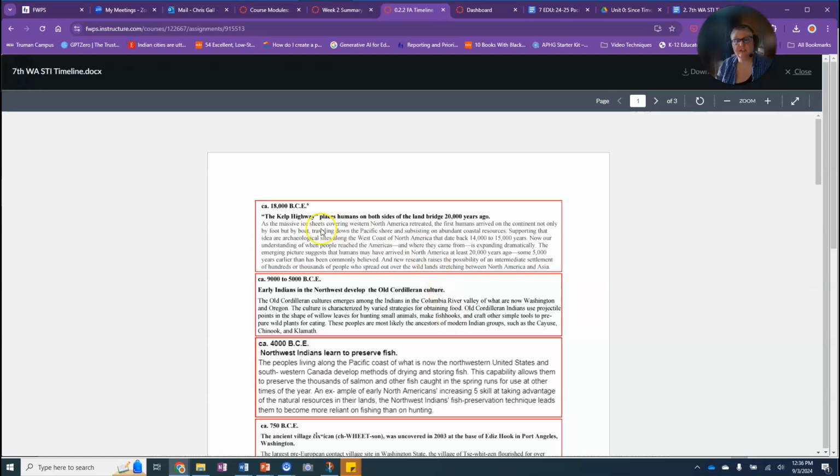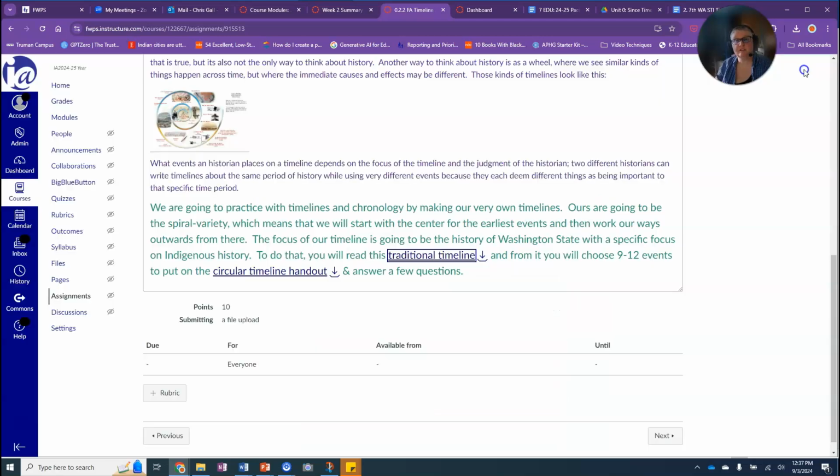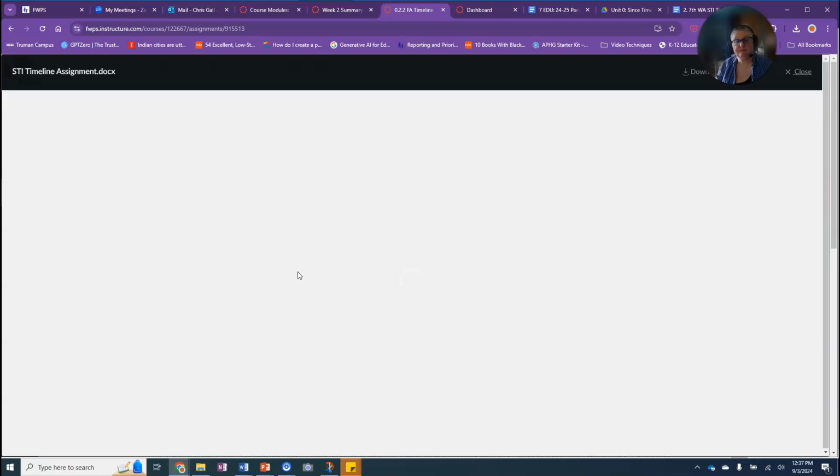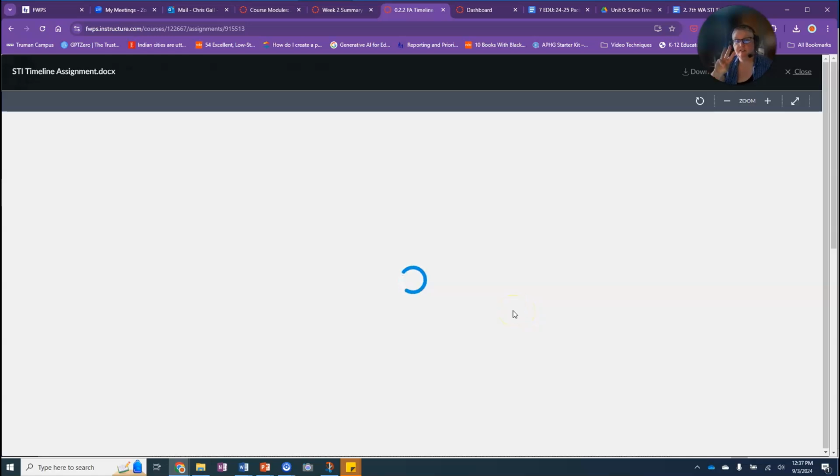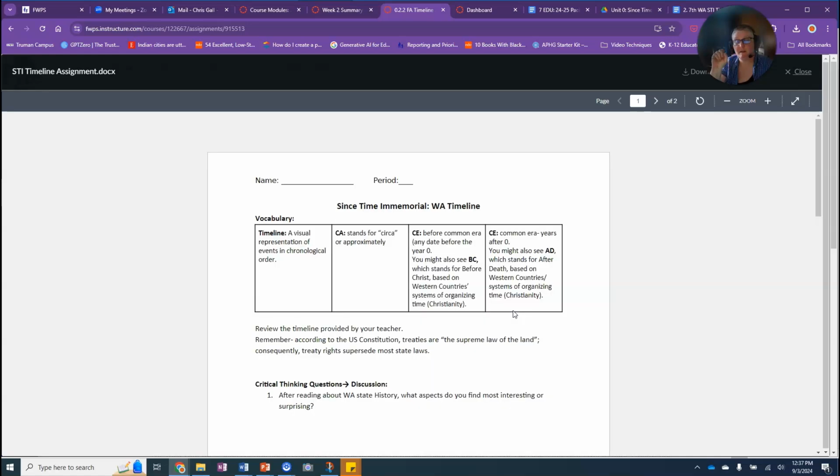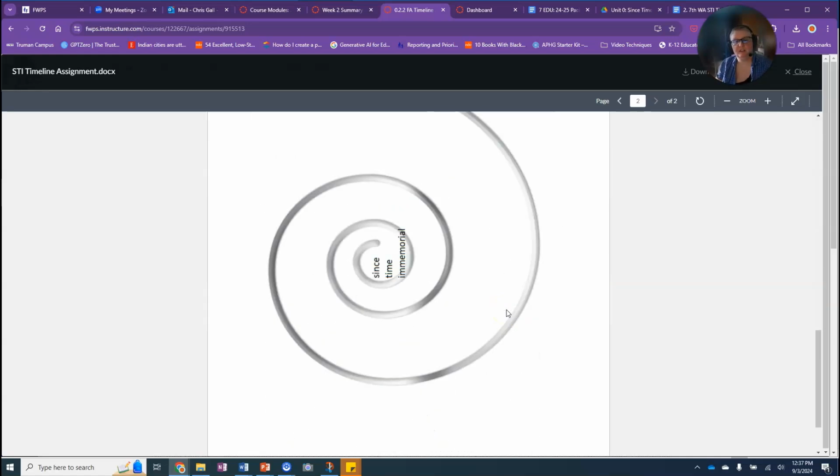You're going to give me the event, and just a little bit, maybe one sentence, about that event on your timelines. So that's our traditional timeline that we're going to pull our events from. What we're going to do with it is put it on a circular timeline. And that one is going to look like this.